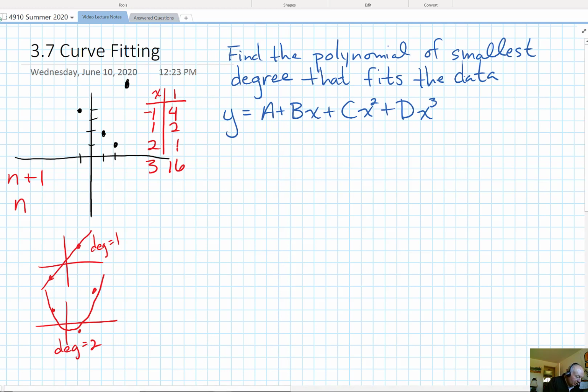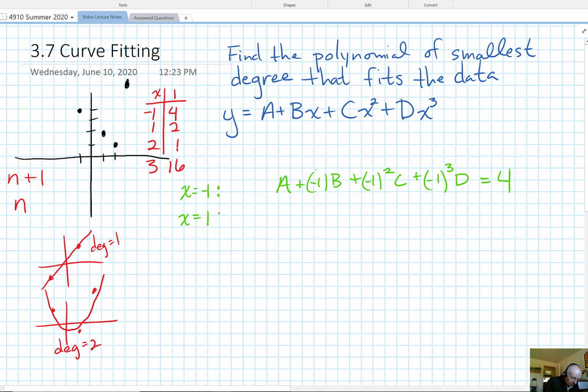So, for instance, we'll use the first case where x equals -1, and if you plug -1 in, it looks like this: a plus -1 times b plus -1 squared times c plus -1 cubed times d. That's all supposed to equal y, which is 4 in this case, right?